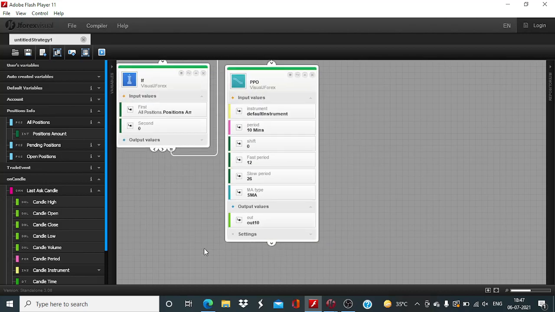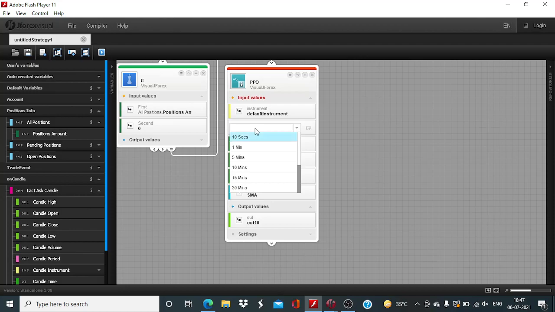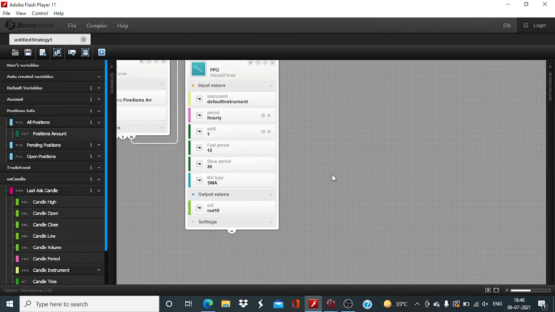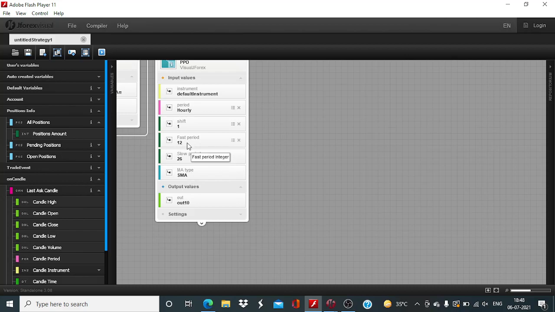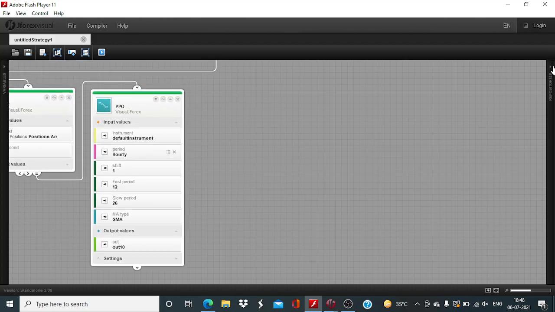Now coming to the PPO blocks, this will need to be of the hourly time period. Shift value of 1. The fast period and the slow period we will leave as per the default setup. No change will be carried out. And the MA type is going to be SMA, simple moving average.